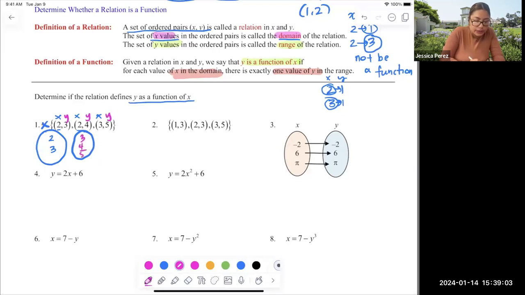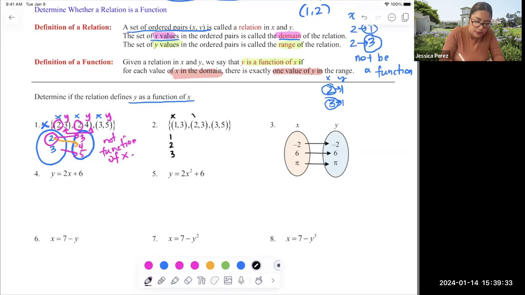The first ordered pair says (x, y) is (2, 3). Then this one says (2, 4), and this one says (3, 5). What do we see? 2 goes to both 3 and 4 simultaneously. This is not a function of x because 2 has two different y values. It's not allowed.